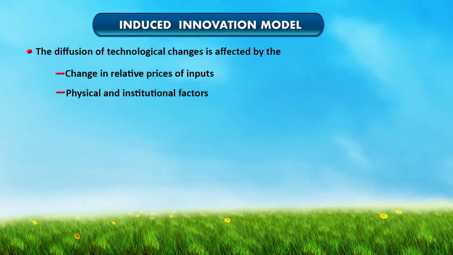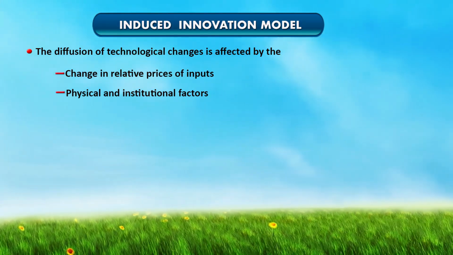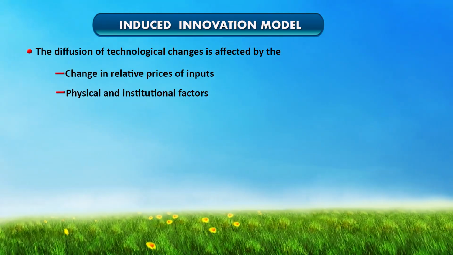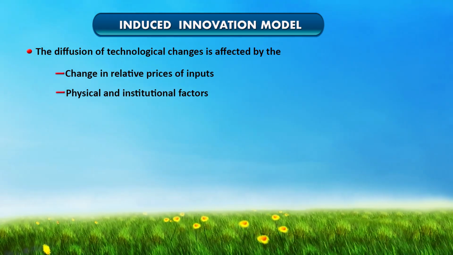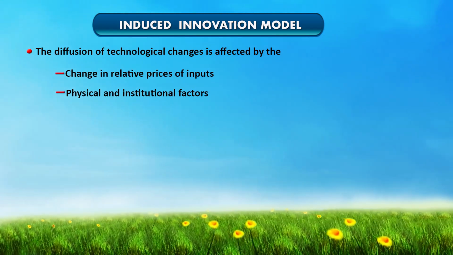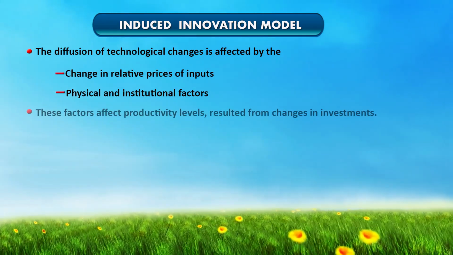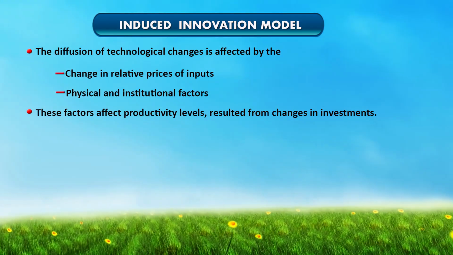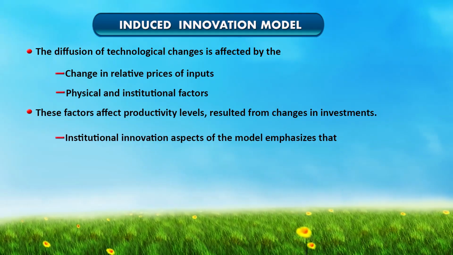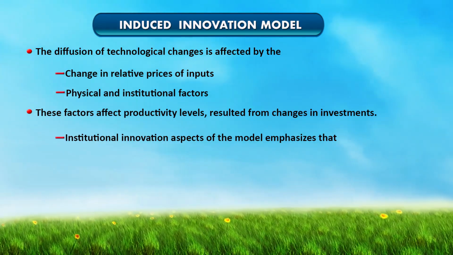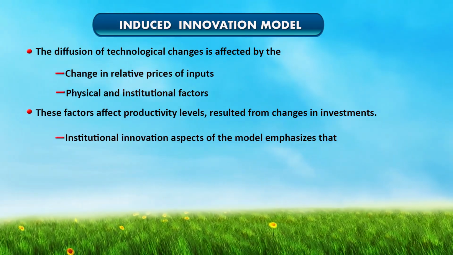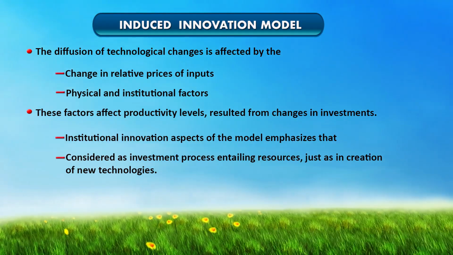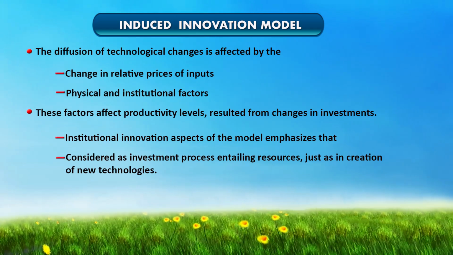we need to have investment in the physical and institutional infrastructure in a country. And the diffusion of technology is also very important, and this diffusion of technological change is affected by changes in the relative price of inputs and also by physical and institutional factors. These factors affect the productivity levels which result from changes in investment. The institutional innovation aspect of the model emphasizes that institutional change is an endogenous factor of economic growth, which is considered an investment process entailing resources, just as in the creation of new technology.